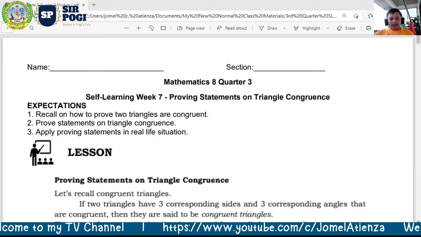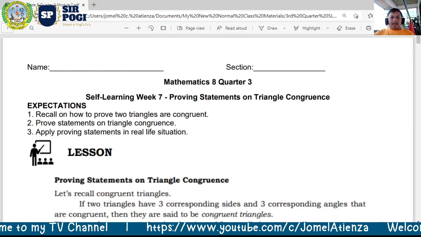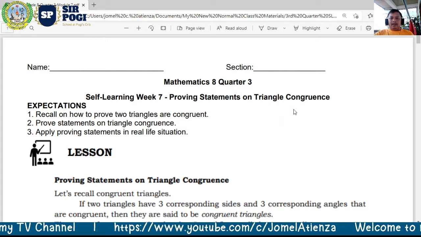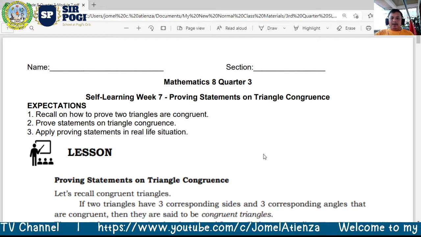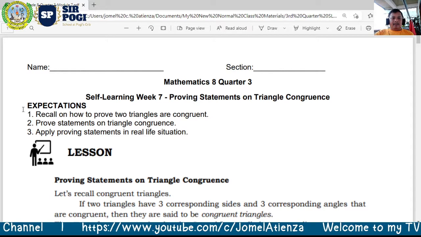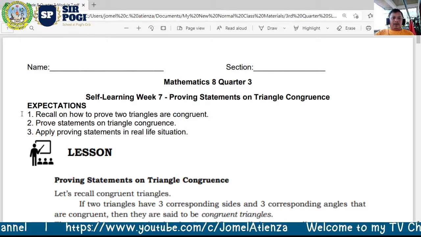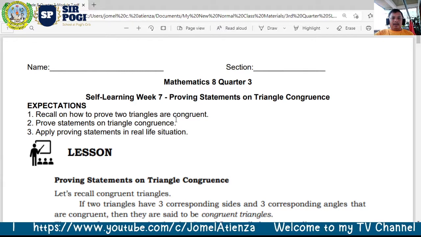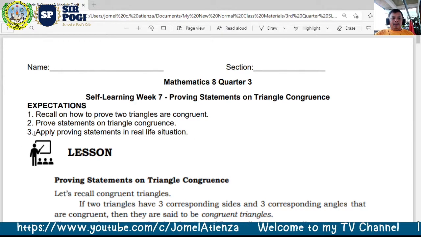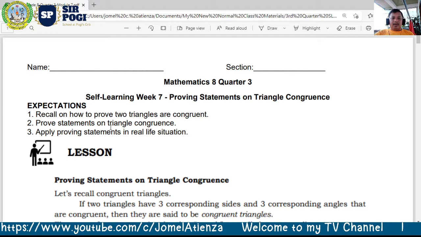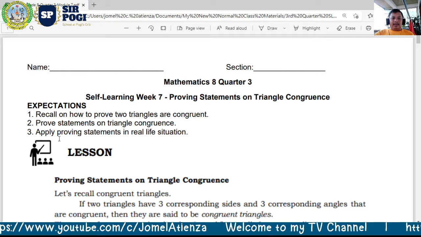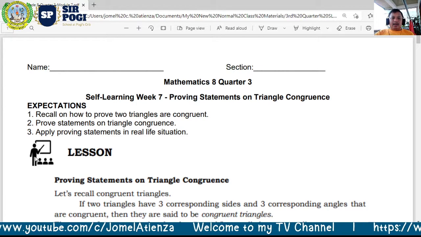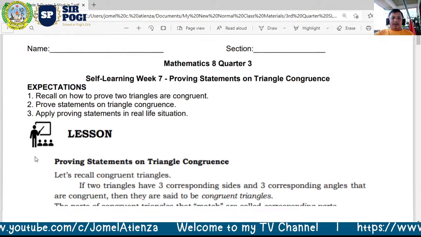Okay. So for this week, let us tackle proving statements on triangle congruence. So after the recall, let us have now what we are going to expect. Number one, recall how to prove two triangles are congruent. Number two, prove statements on triangle congruence. And then the last is apply proving statements in real life situations.